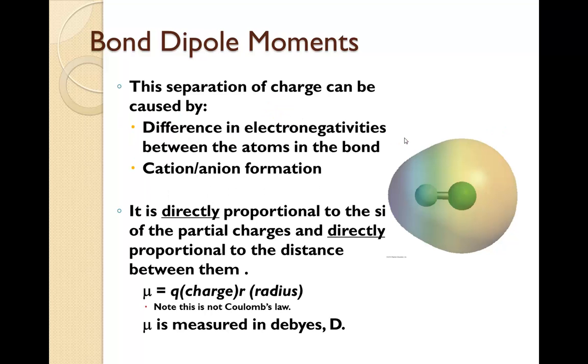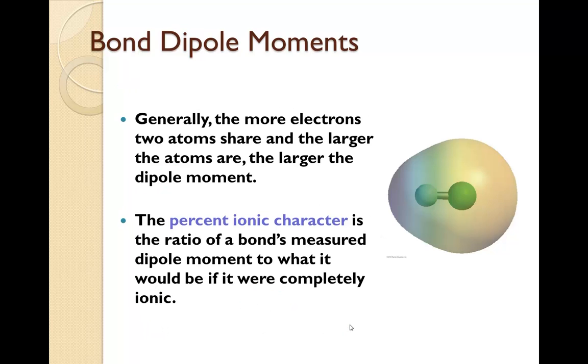This separation of charge can be caused by either the difference in electronegativities between the atoms in a bond or a cation-anion formation. It is directly proportional to the size of the partial charges and directly proportional to the distance between them. So over here we have mu. It's the charge times the size, the radius. Mu is measured in Debyes, which is a capital D. Generally, the more electrons two atoms share, and the larger the atoms are, the larger the dipole moment will be.